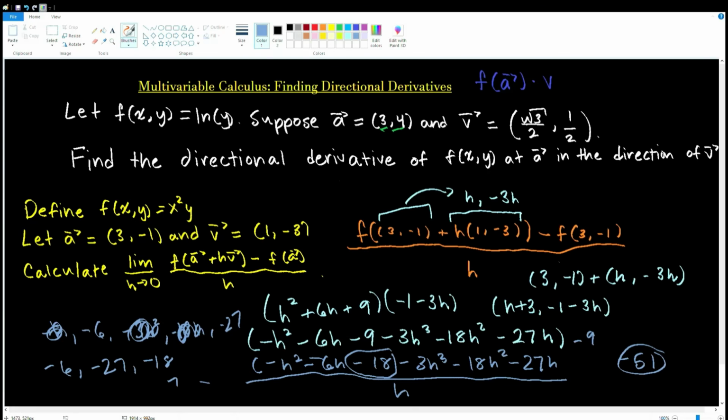Right? So for the second one, we solved it. We calculated the limit that defines the directional derivative. And for the first one, we just found the derivative, but not the limit. So let's review our answers. For problem number 1, it was 1 over 8. And for problem number 2, the answer is negative 51.